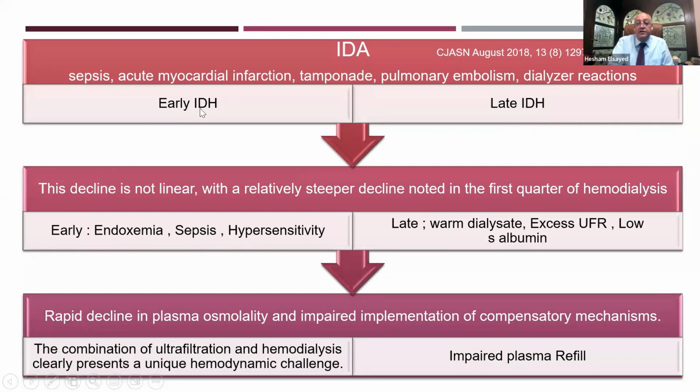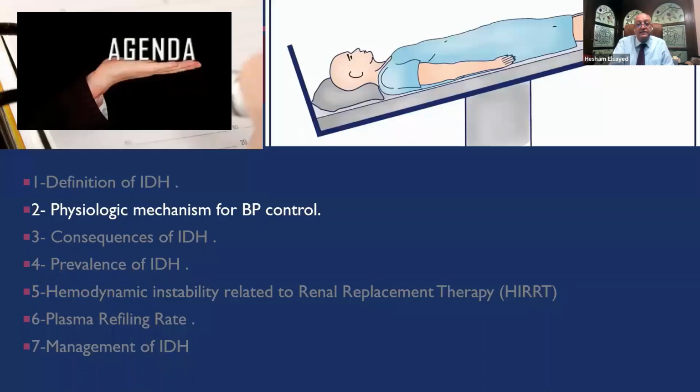Early intradialytic hypotension could be related to endotoxemia, impurities, septicemia, catheter-related causes, or dialyzer hypersensitivity, while it could also be related to warmer dialysate, excess ultrafiltration, and for sure low serum albumin, as we will discuss later how albumin affects the ultrafiltration. The compensation of ultrafiltration, what's called impaired plasma refilling, I will highlight in short at the end of this talk.